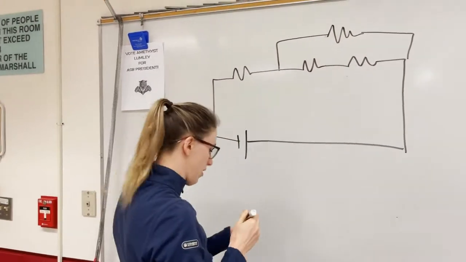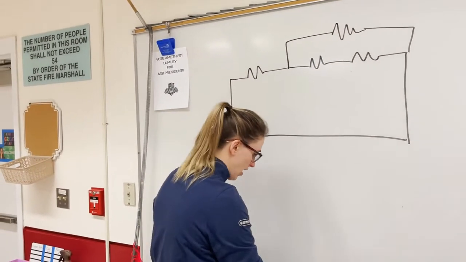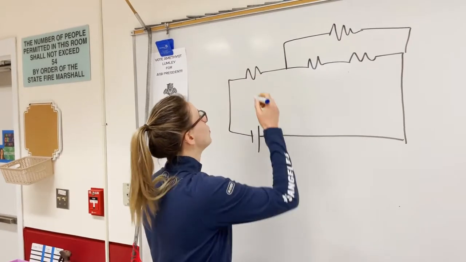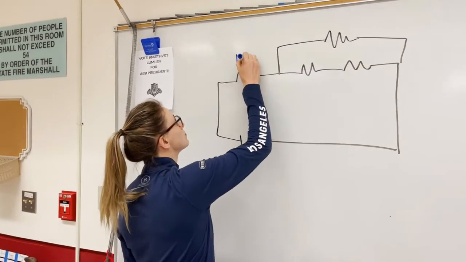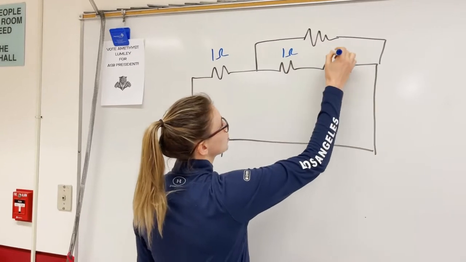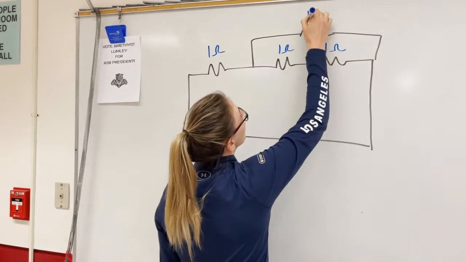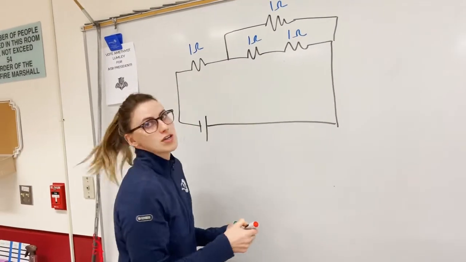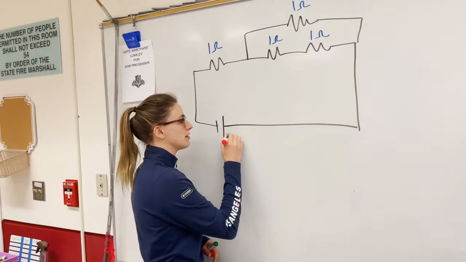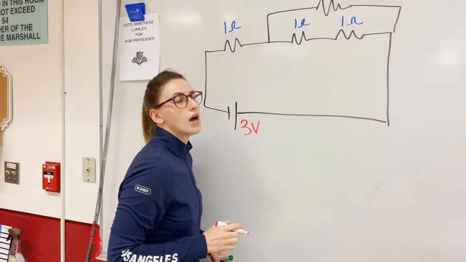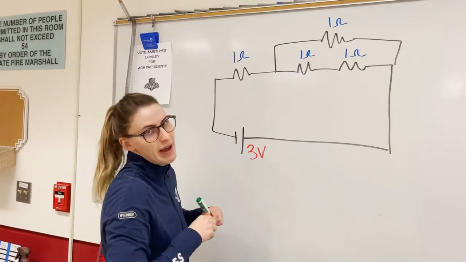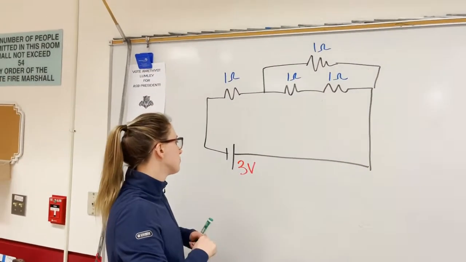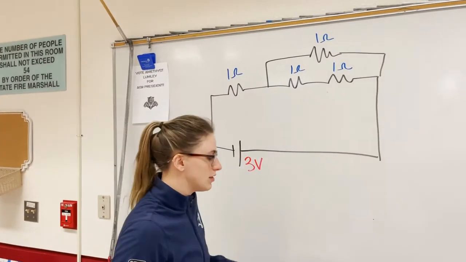Okay. And we said that we're gonna just go ahead and give them 1 ohm of resistance. Just make your life easy. If you want to choose 1.5, 2, go for it. 3.14. Do whatever you want. They just all have to be the same. And I am gonna make the battery 3 volts. It doesn't matter. Anything you choose is going to work.